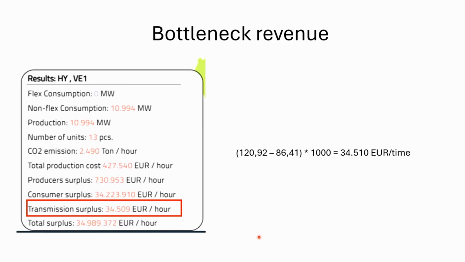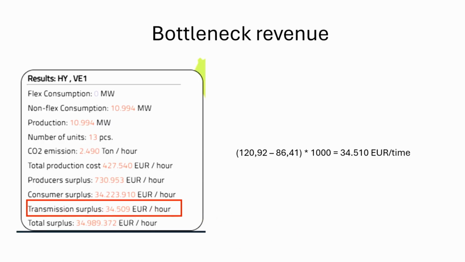Finally, we should calculate the bottleneck revenue, and here you can see the transmission surplus is calculated by the model, but we also have to calculate it ourselves. And doing so, what we should do here is to calculate the area price in HI. This is the area price in HI, and this is the area price in V1. The difference between the two prices multiplied by the capacity of the interconnector will give this 34,000 euros per hour, and this is the same as the model is calculating.